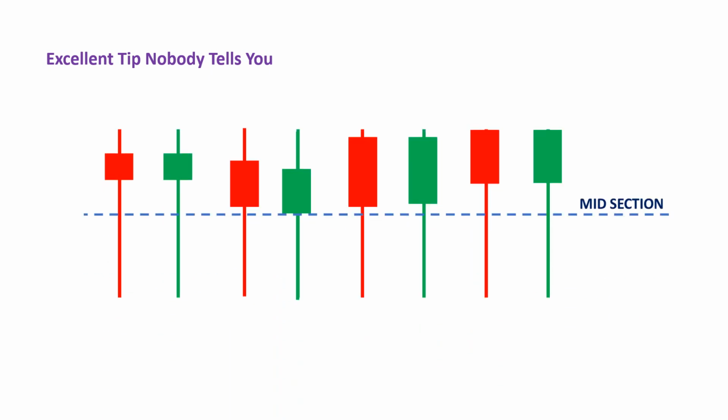Excellent tip nobody tells you. How do you know a pin bar is bullish or bearish regardless of the color? Let's assume you have these eight pin bars, the same length, and the body of all these pin bars lies above the midsection of the total length. Now, you can consider all these pin bars as bullish power regardless of the color.